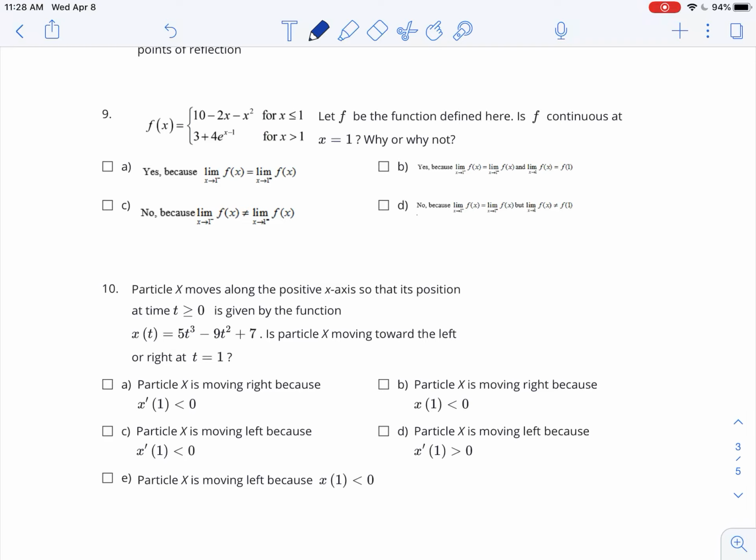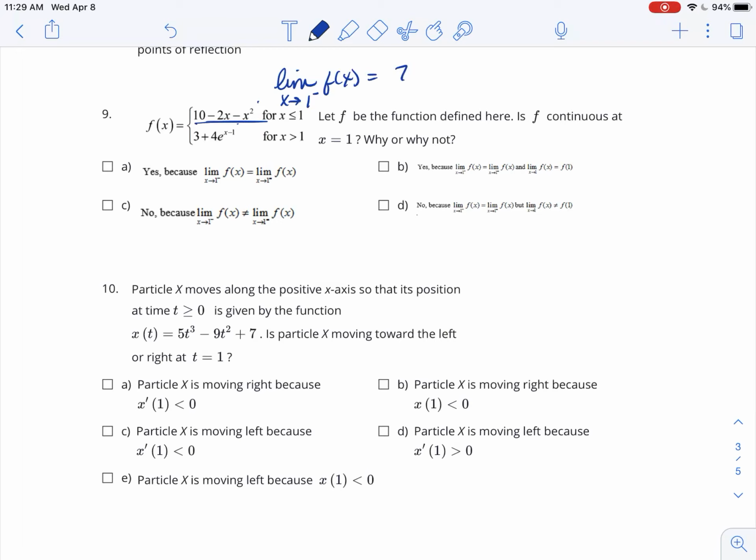Number 9, let f be the function defined here. Is f continuous at 1, yes or no? Okay, so let's see what this is. If I go from the left side, I'm going to evaluate the function, this first guy, at 1, and so I believe that gives me 10 minus 2 is 8, minus 1 is 7.